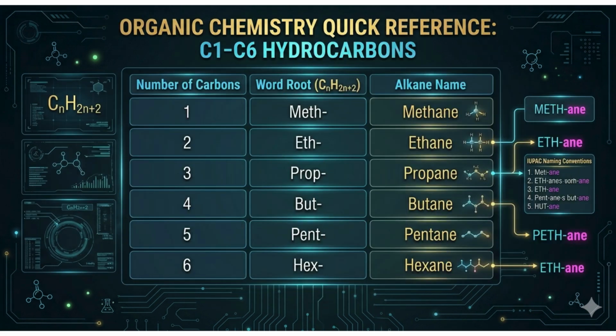Look at the general formula at the top left, CnH2n+2. This formula is our secret code for alkanes. It tells us exactly how many hydrogen atoms surround our carbon chain. Now, let's go down the list based on the number of carbons.